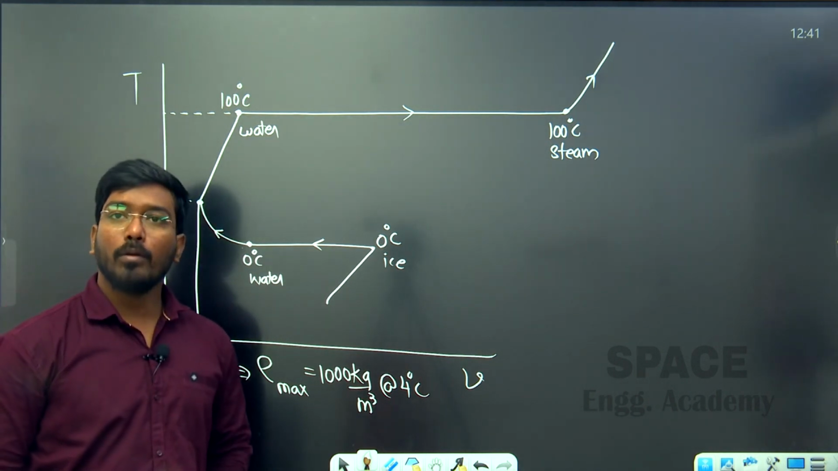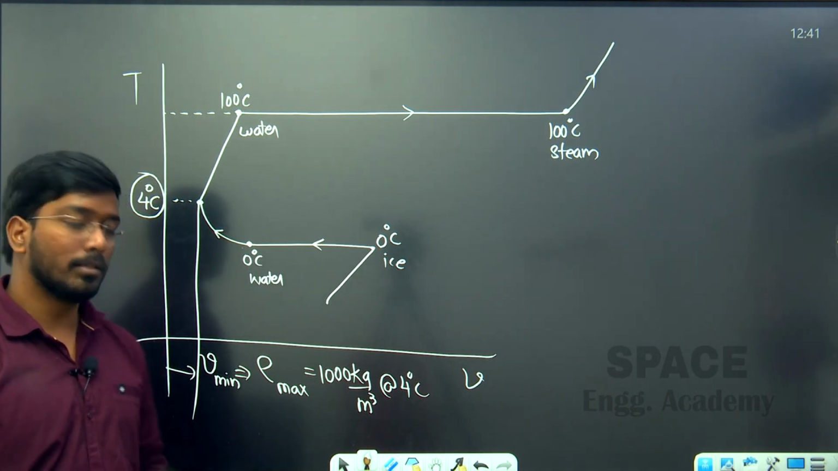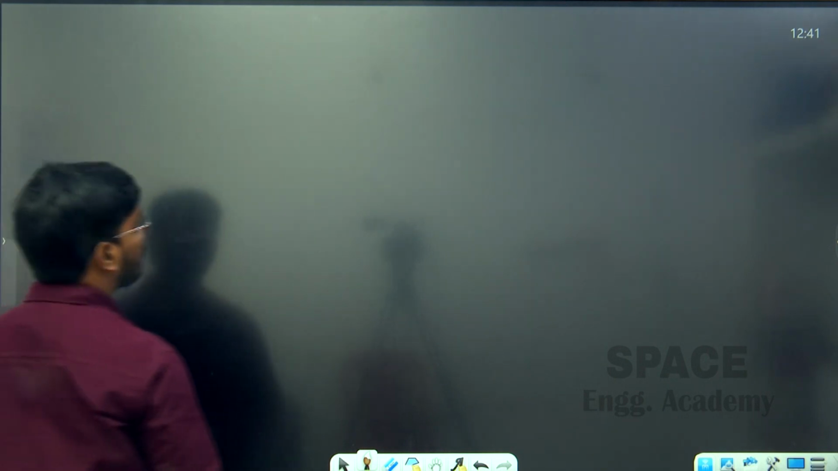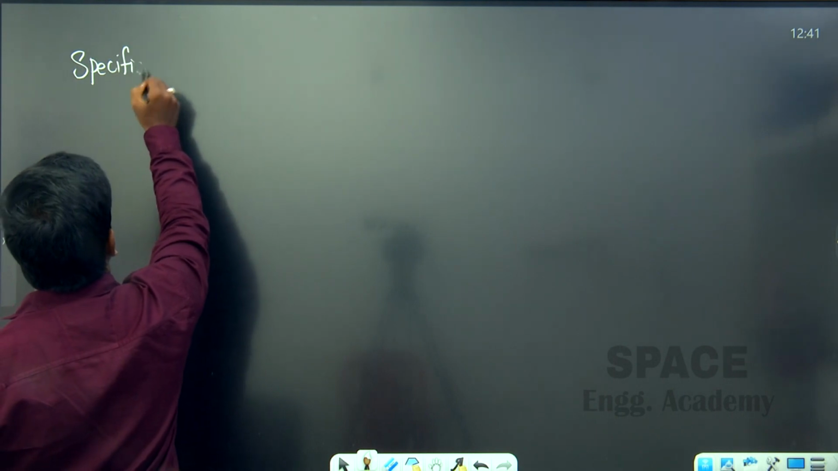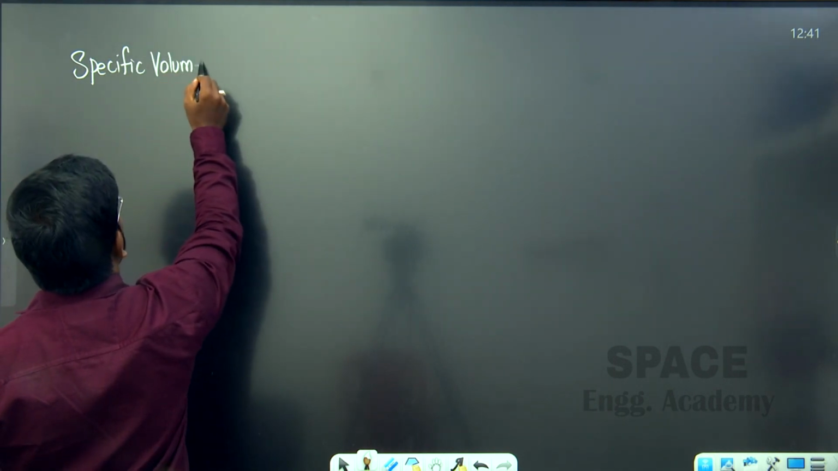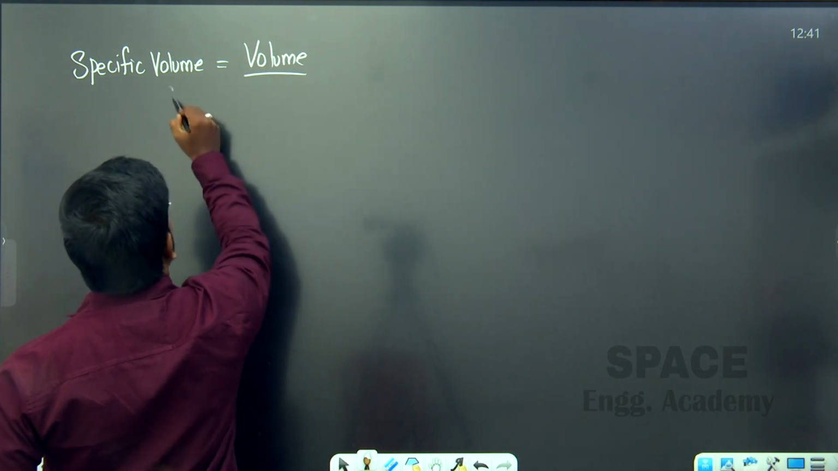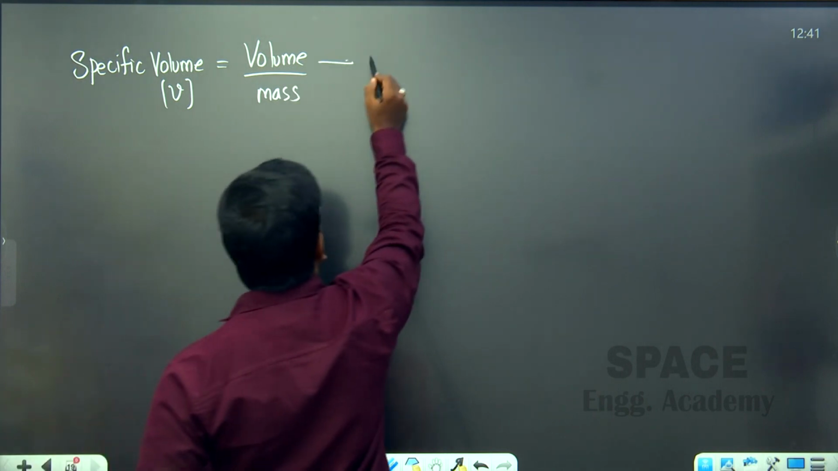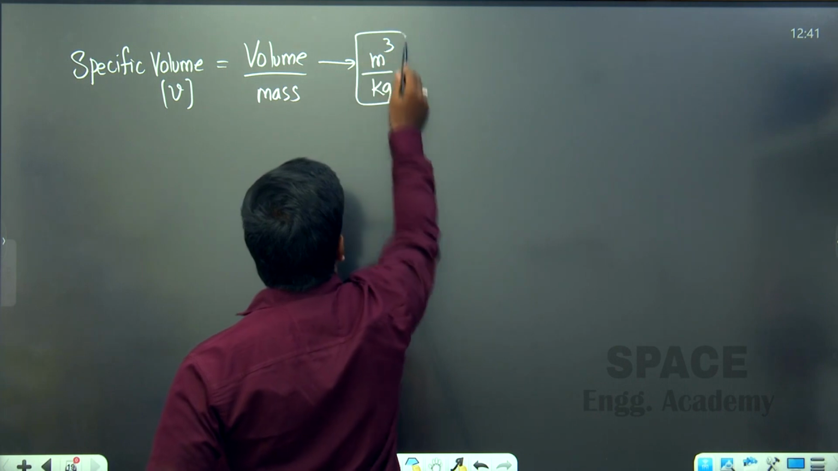Okay, now the next property that we need to discuss after density is specific volume. Let's discuss the specific volume. Specific volume formula is volume by mass, small v, volume by mass. What is the unit of volume? Meter cube. What is the mass unit? Kg. So meter cube per kg.